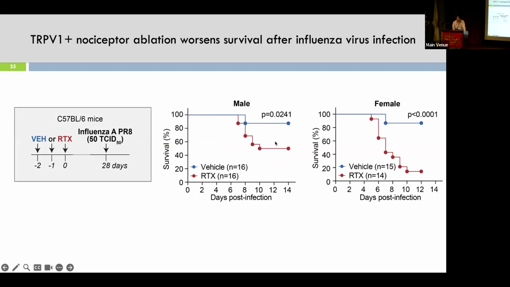So here, RTX treated mice did a lot worse. They have worse mortality, and also there seems to be potentially a sex difference. So females do worse than males. So this is two different bugs, the same exact mouse, but opposite phenotypes.